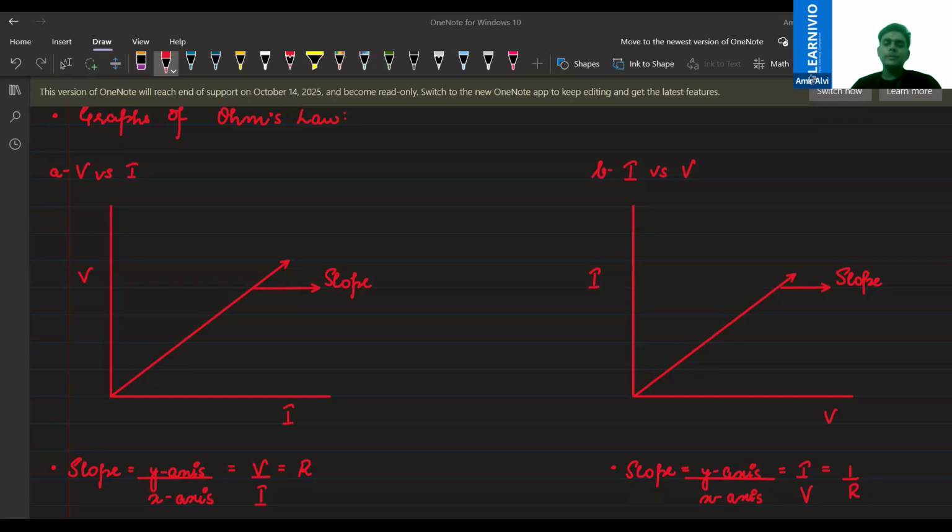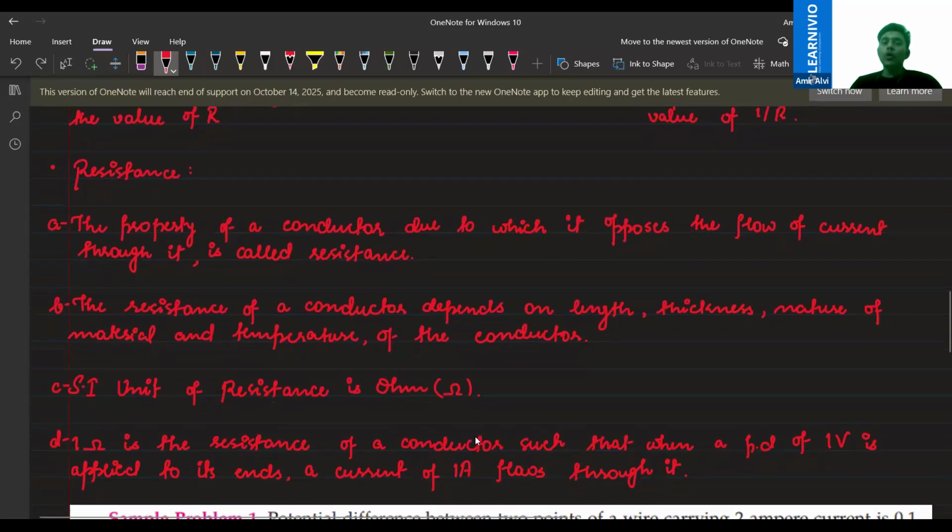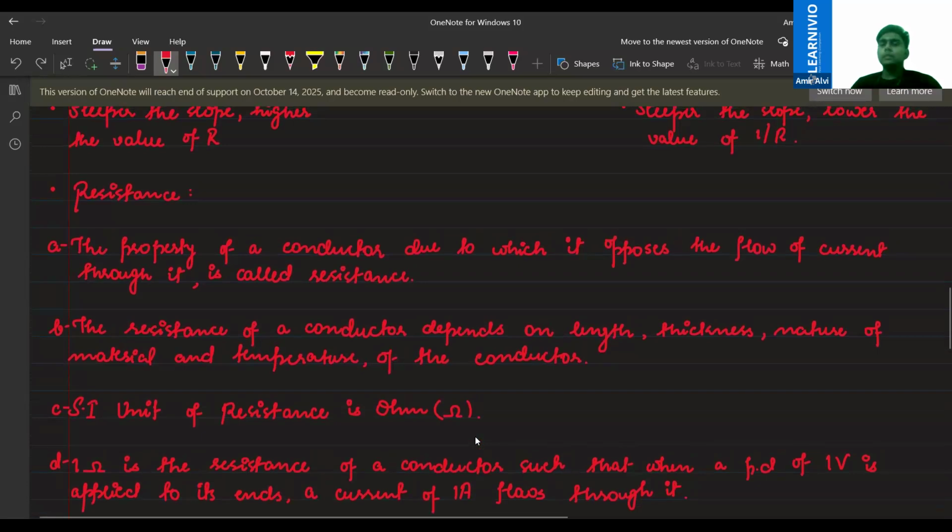Now, all of you, please tell me once you are done. Sir, done. Okay, now let's talk about what resistance is. Resistance is the property of a conductor which opposes the flow of electrons or the flow of current. Resistance depends on four things of a conductor: length, area, nature of material, and temperature.